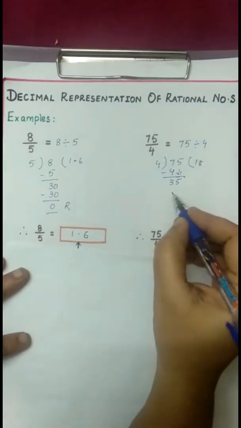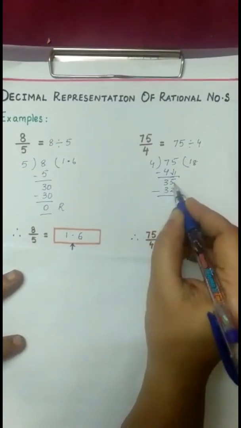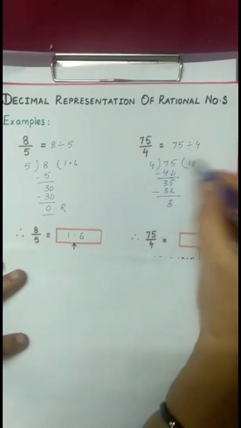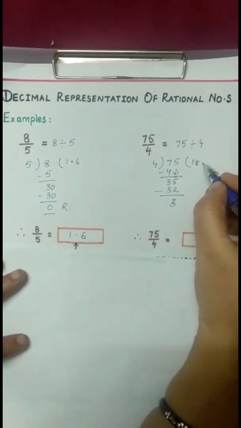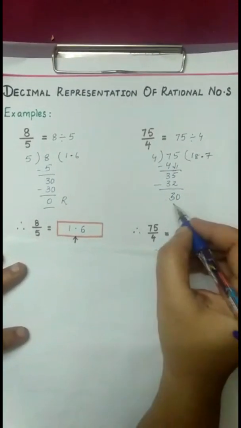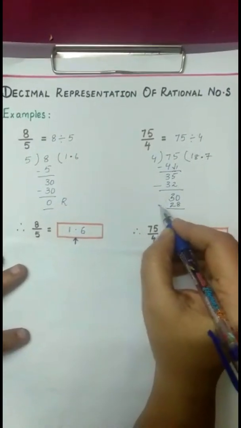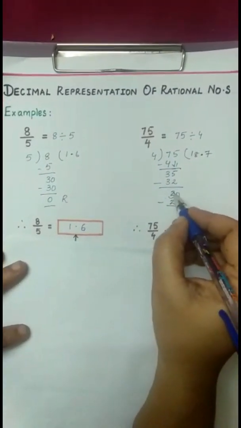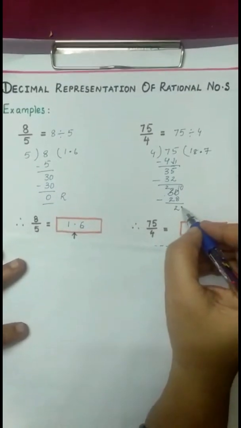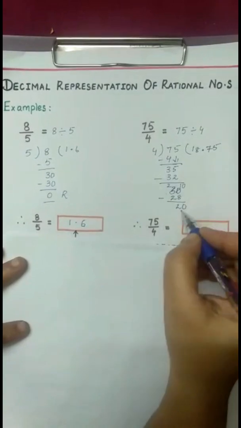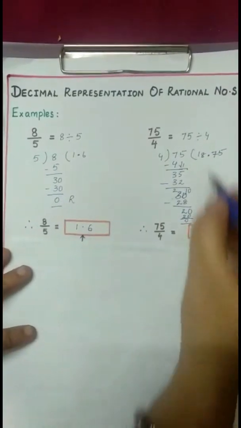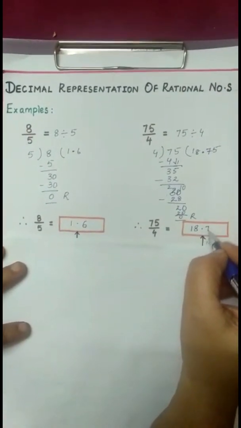4 eights are 32. 5 minus 2 is 3. Now as the remainder 3 is less than 4, place the decimal over here and write 0. 4 sevens are 28. Subtract: 0 minus 8 we can't do, so borrow. Here 2 and here 10. 10 minus 8 is 2. Already we have the decimal over here, write 0. 4 fives are 20. Here also the division ends with the remainder 0 and we have the quotient 18.75.